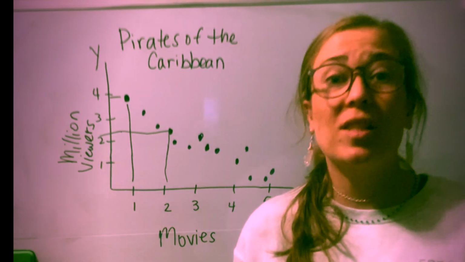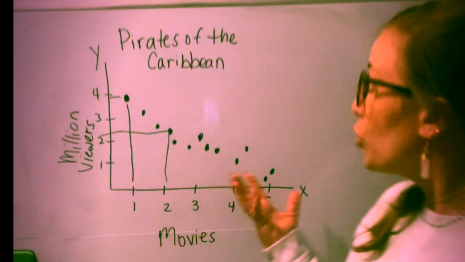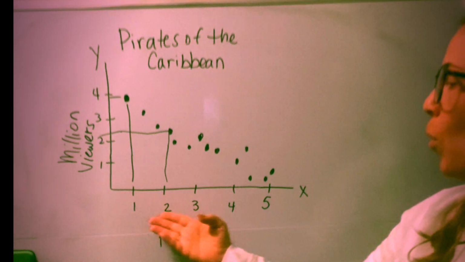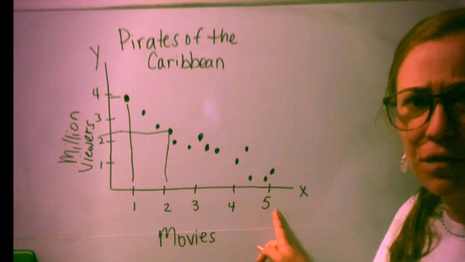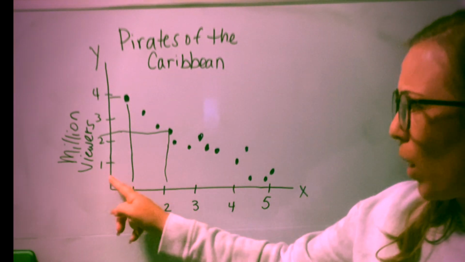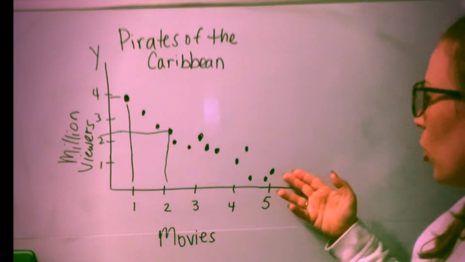The whole goal here is just to see the overall relationship. So overall, as more movies came out, by the time the fifth movie came out, not a lot of people were watching, less than 1 million, right? So that's not a ton.